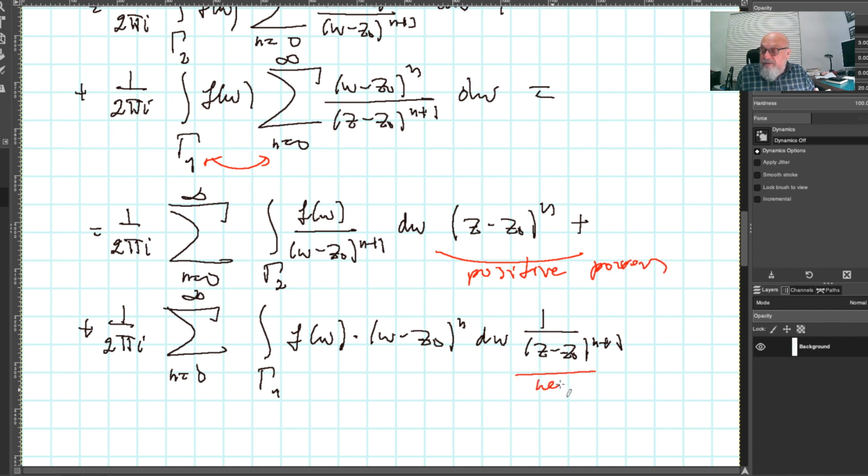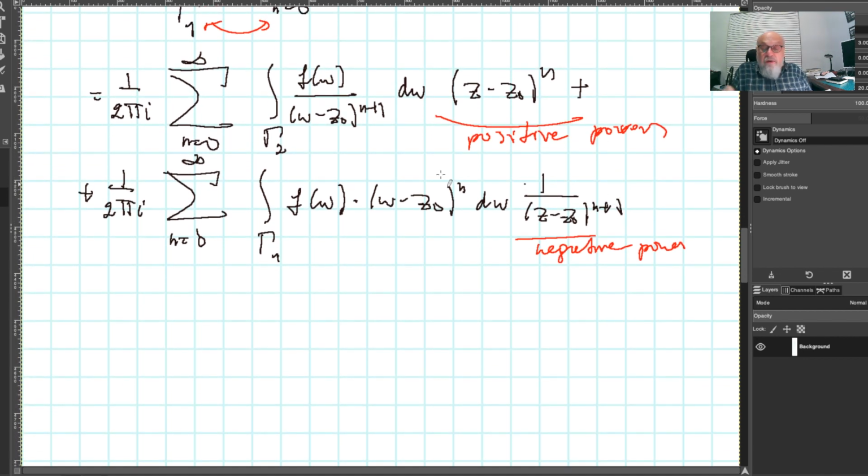And those are negative powers. So maybe let's re-index it just to write it down correctly. My reindexation will be like this. I will just call this one n plus 1 k. Sorry, not minus, just k. So that means n is equal to k minus 1. So I can reindex them and notice a couple of things.